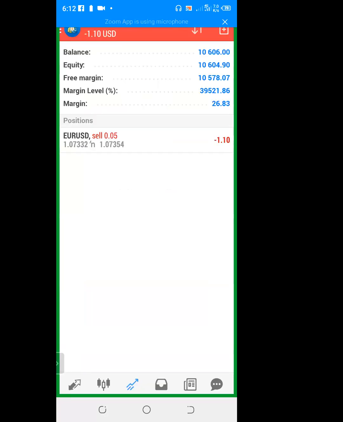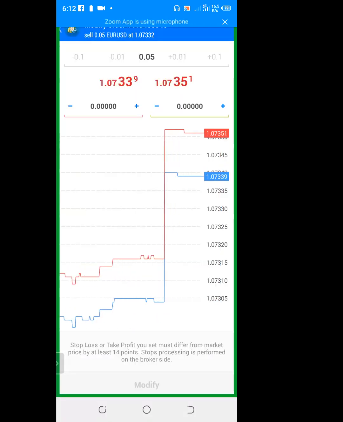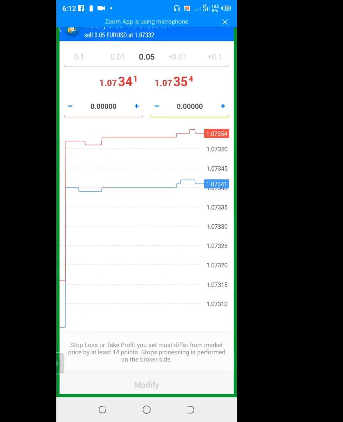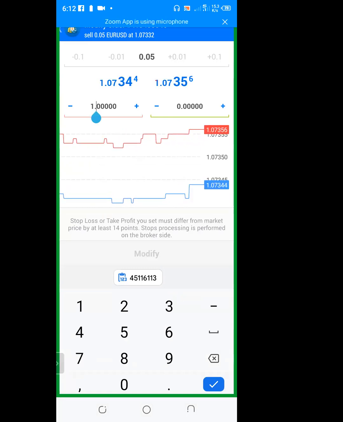Your modification, I don't think it went through. Tap it, you can see. This thing cost me a lot when I was still a beginner. There was a day I entered a good trade. I lost $700 because I thought I modified and I used the lot size. So always reconfirm.